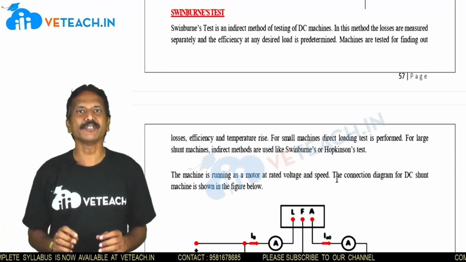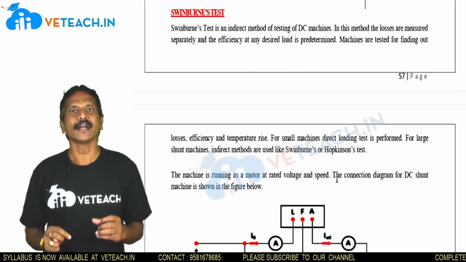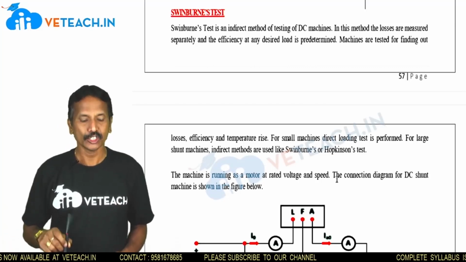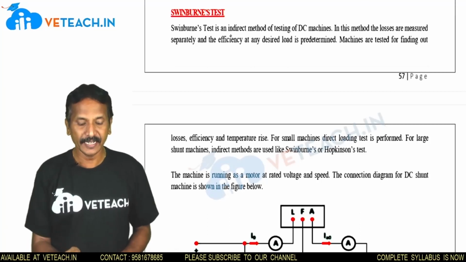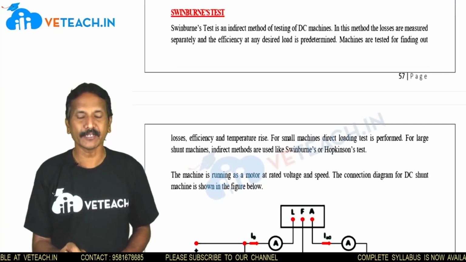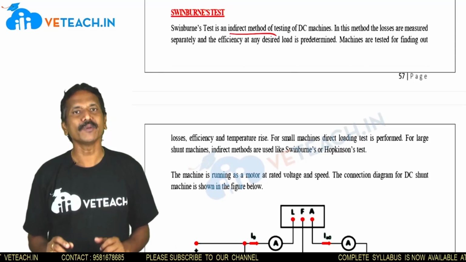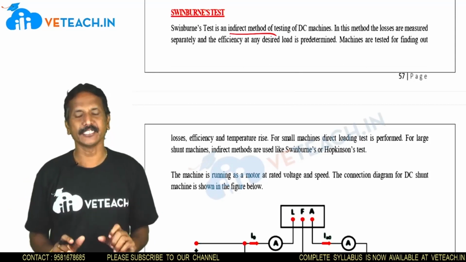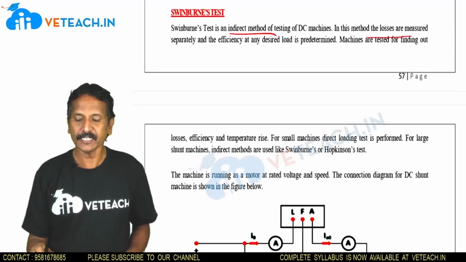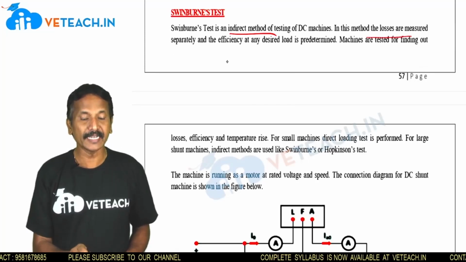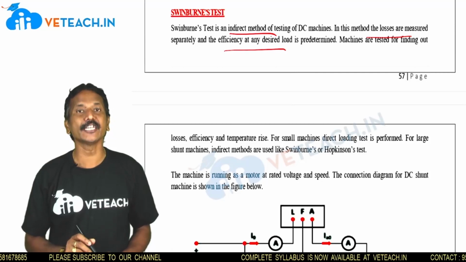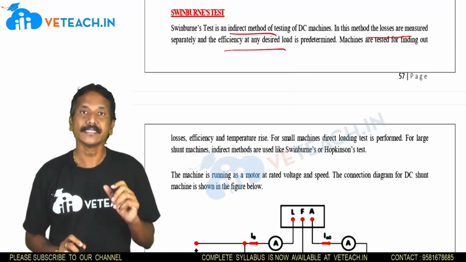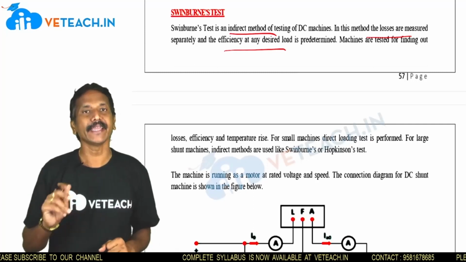So a circuit diagram is there, relations are there, and we can know the efficiency of a machine. Swinburne's test is an indirect method. This is not a direct method, it is an indirect method. Normally for DC machines we have direct as well as indirect methods of testing. In this method, the losses are measured separately and the efficiency is found at a desired load. So two things are important here: one is the losses and the other is the efficiency.